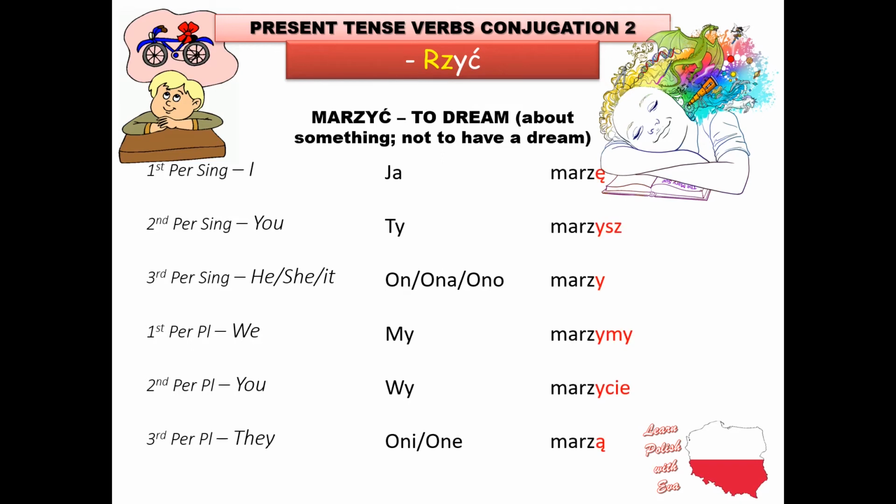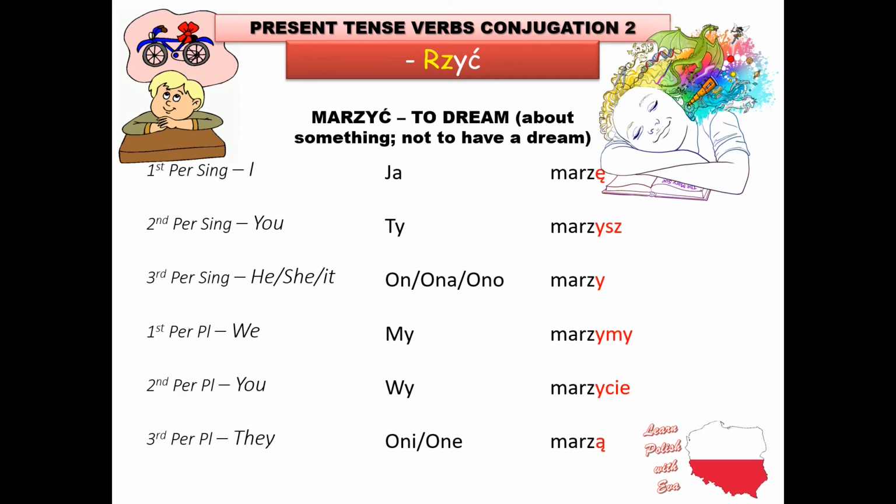Ja marzę. Ty marzysz. On, ona, ono marzy. My marzymy. Wy marzycie. Oni, one marzą.